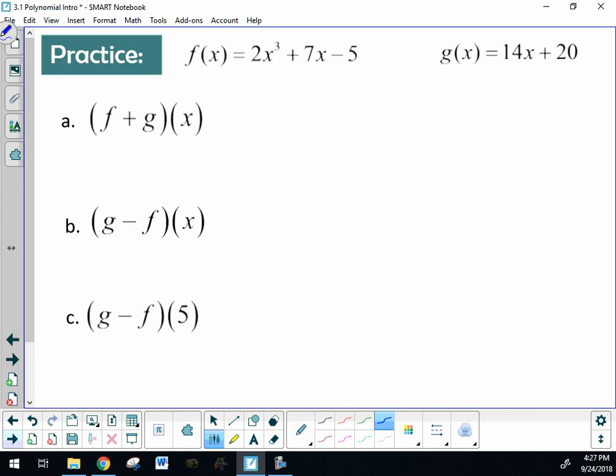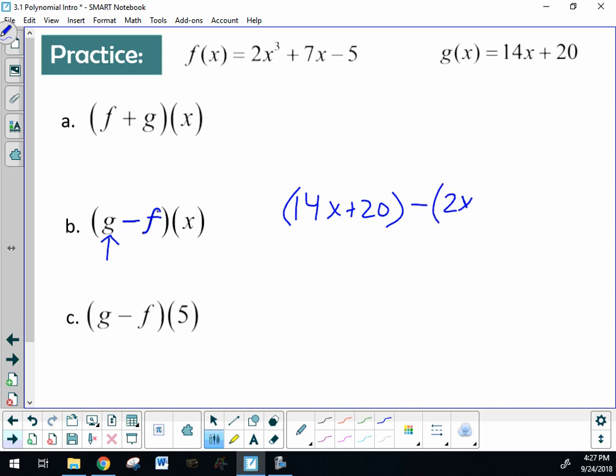So in class I had the students practice a couple. I'm going to do part B and part C really quick. Make sure when you're doing subtraction that you think very carefully about the order. This says you're starting with function g, so that's 14x plus 20, and we're subtracting function f.